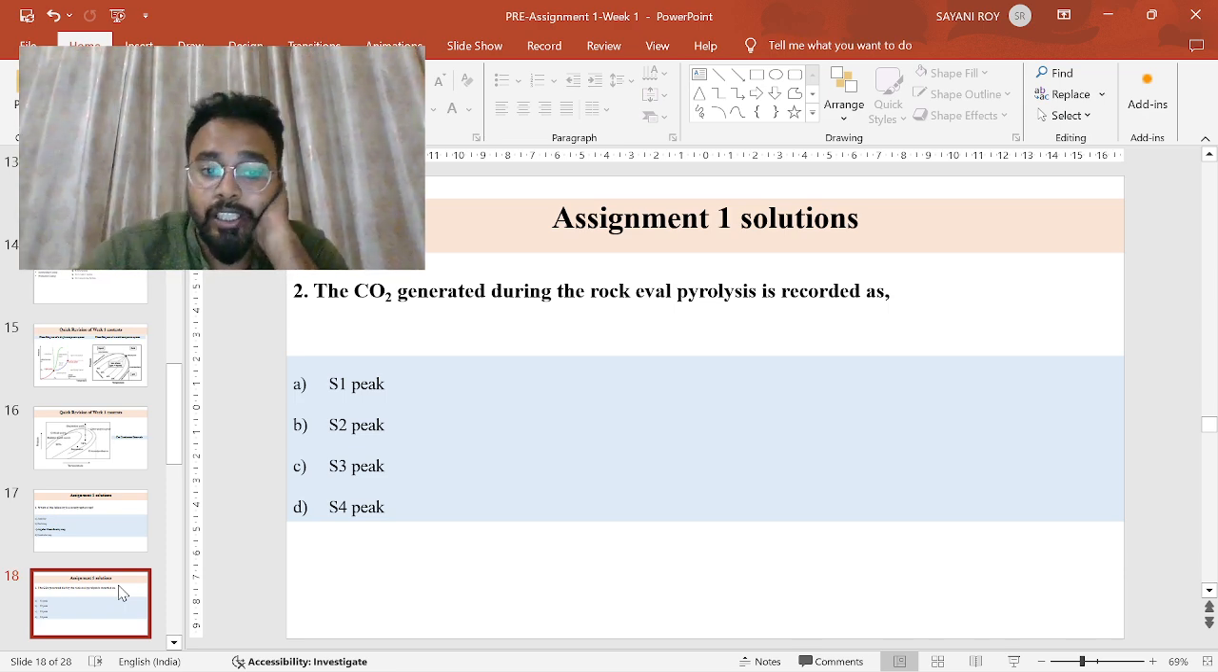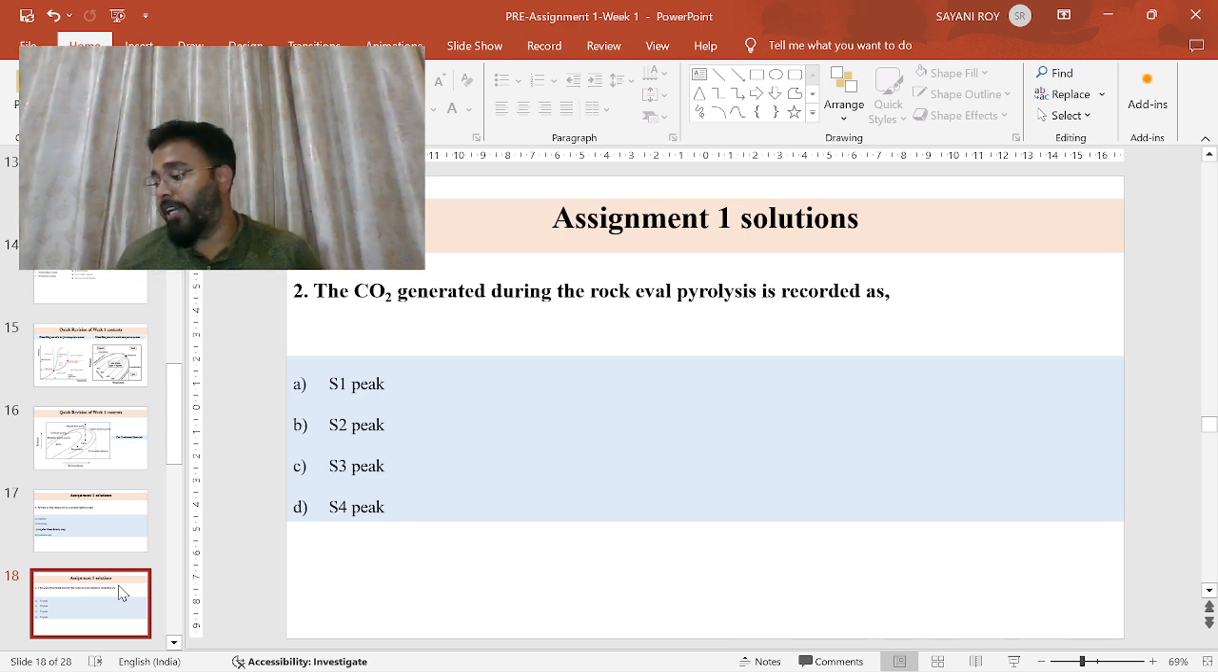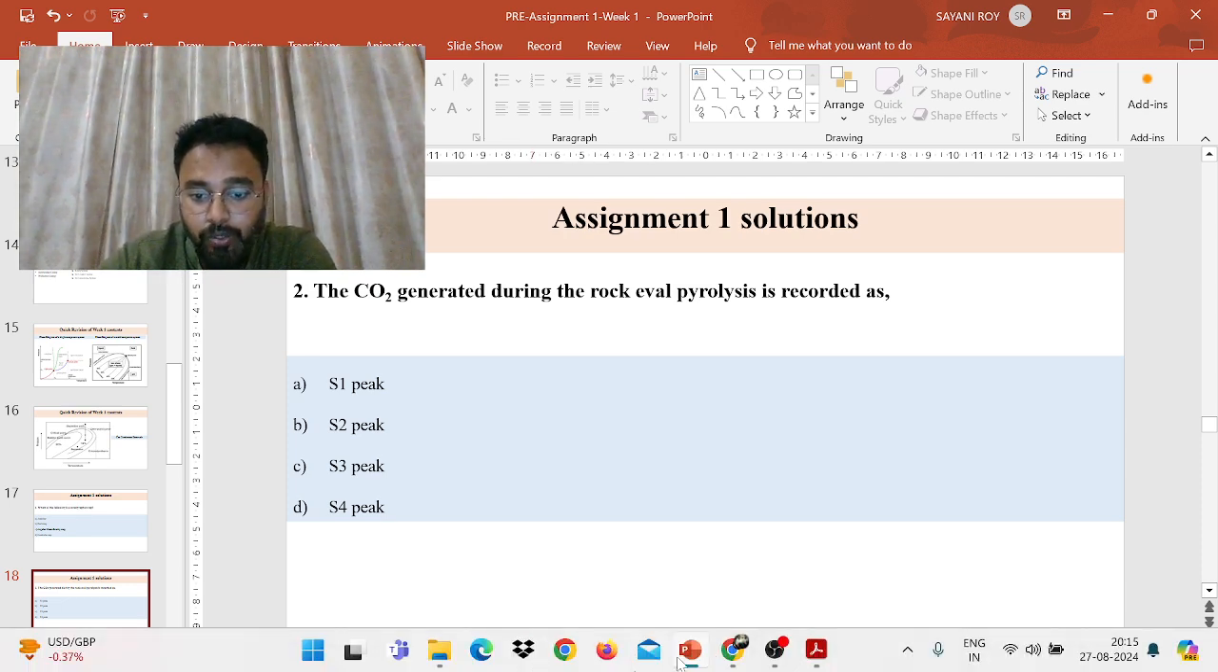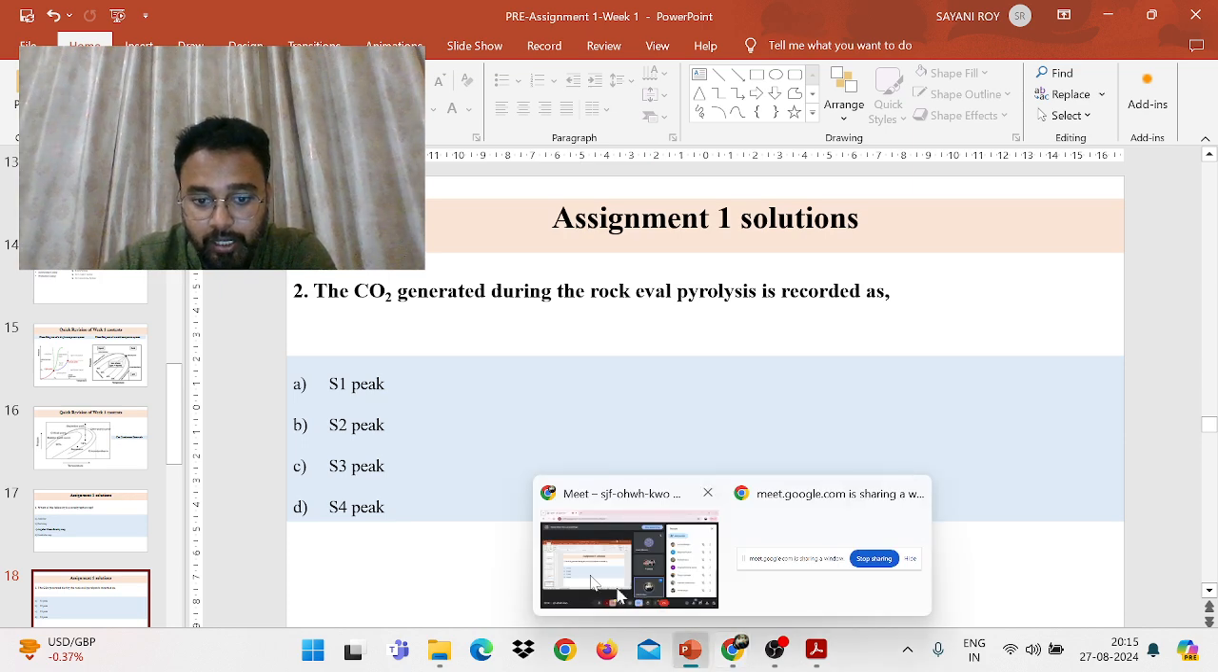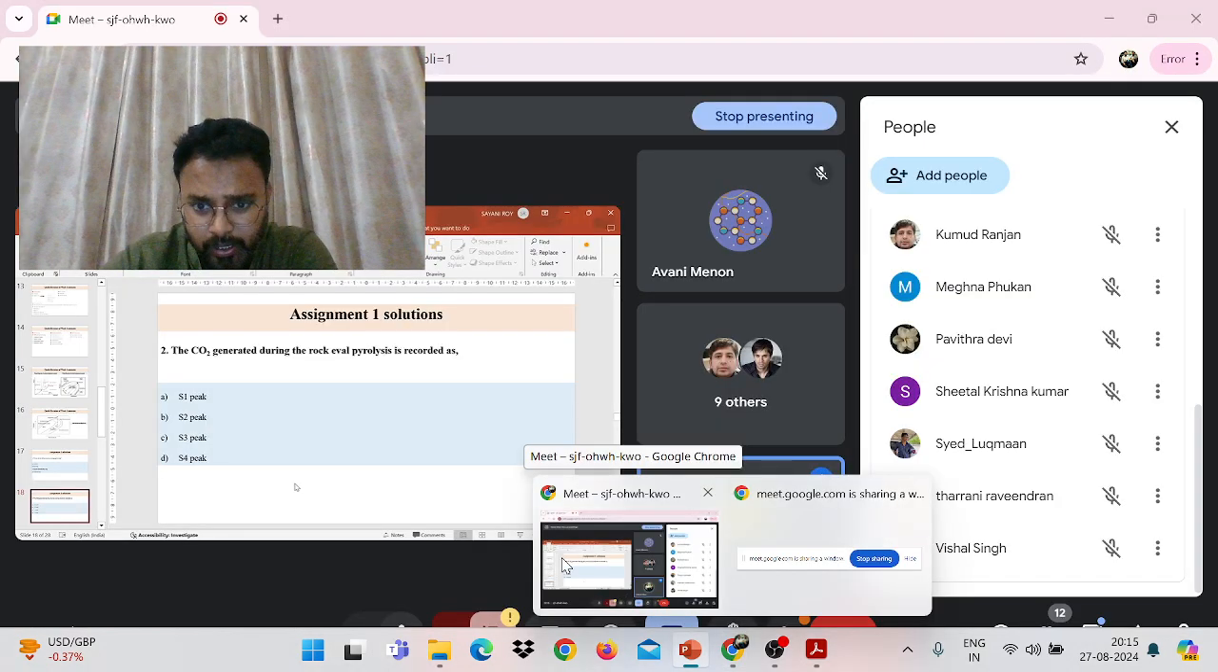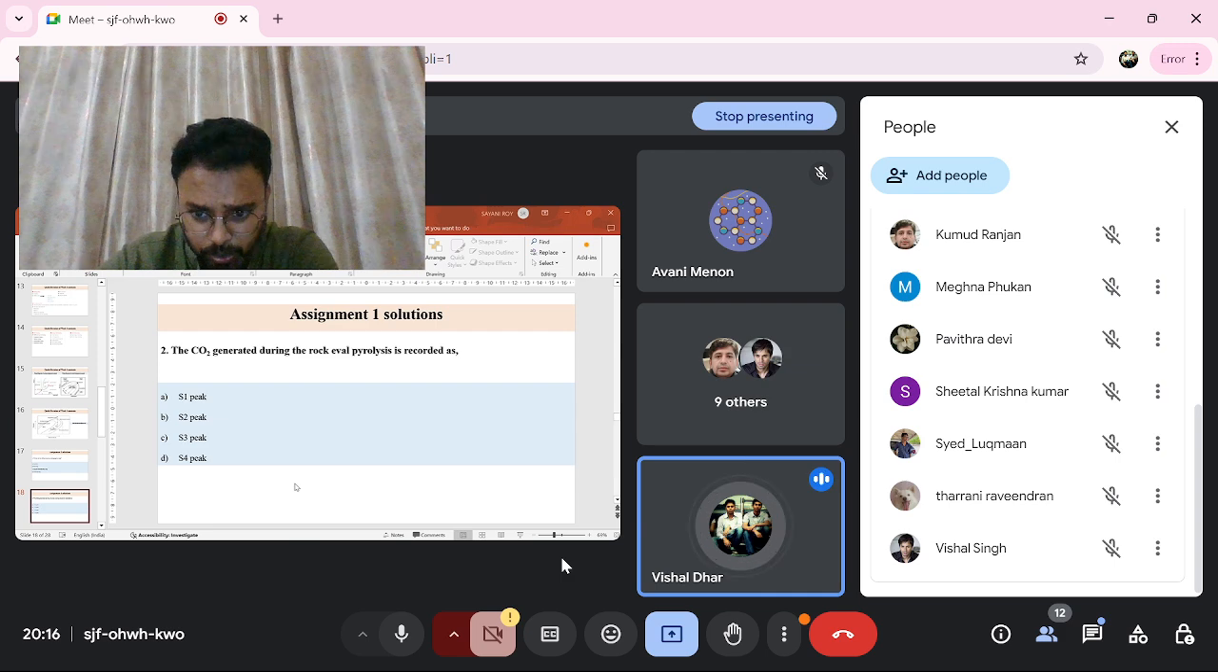Next question is, the CO2 generated during the rock eval pyrolysis is recorded as option A, S1 peak, option B, S2 peak, option C, S3 peak, and option D, S4 peak. These are direct theoretical questions from your classes that were done previous year. So you can go through your notes also and answer if you have written down the notes.